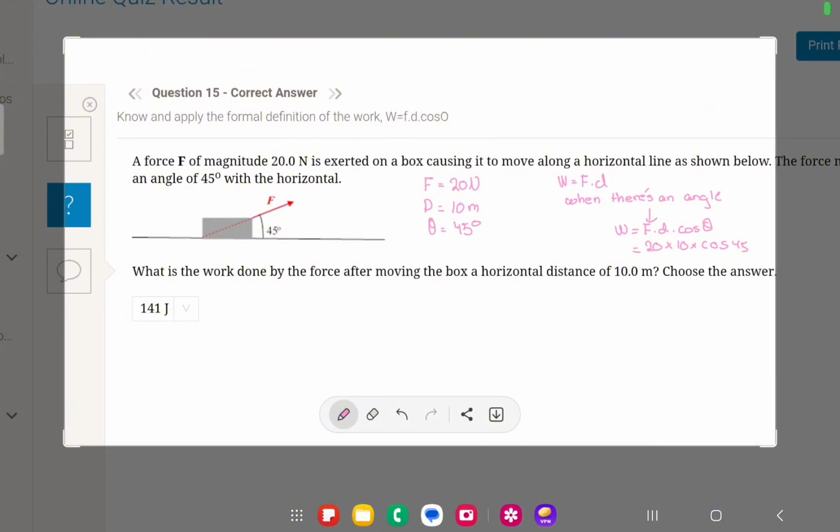Here they want you to find the work, which is just normal, it's just FD. But they give you an angle. When you have an angle, you do the same thing, but you have to multiply it by cosine theta, the cosine of the angle. So you just do W equals FD times cosine 45, the included angle.